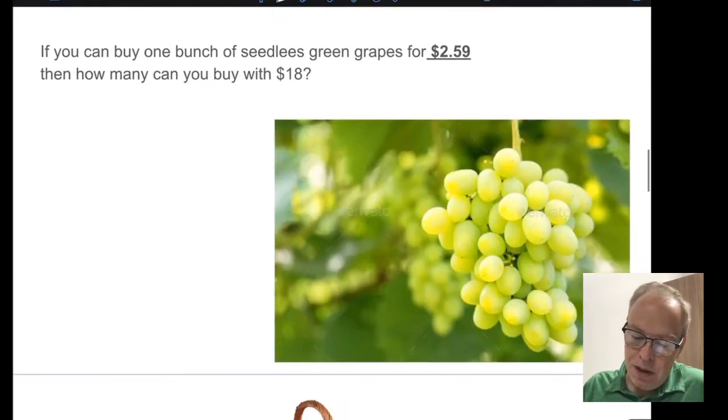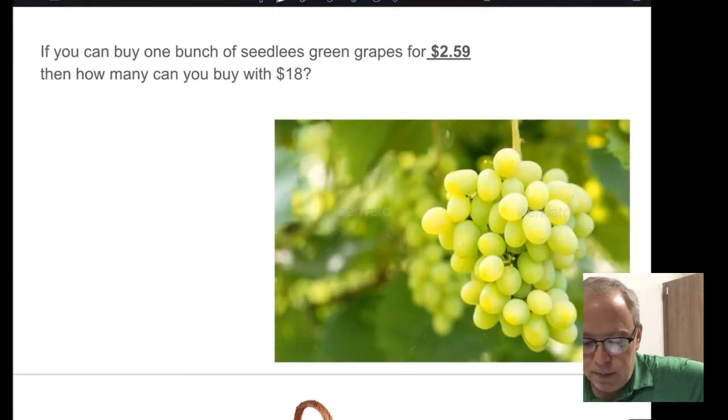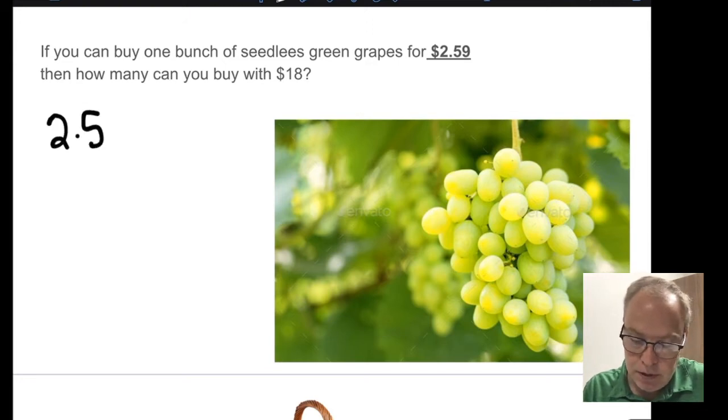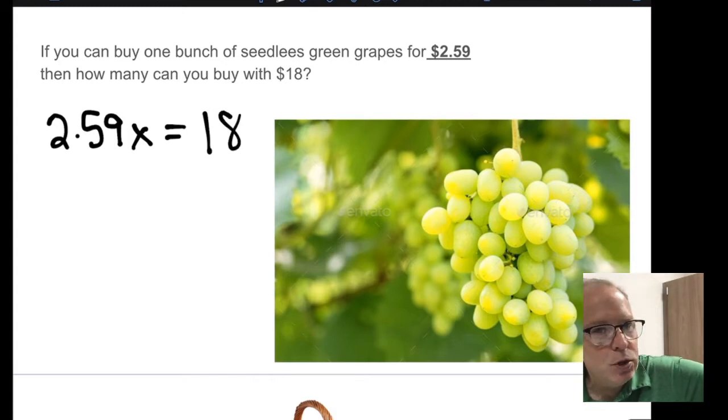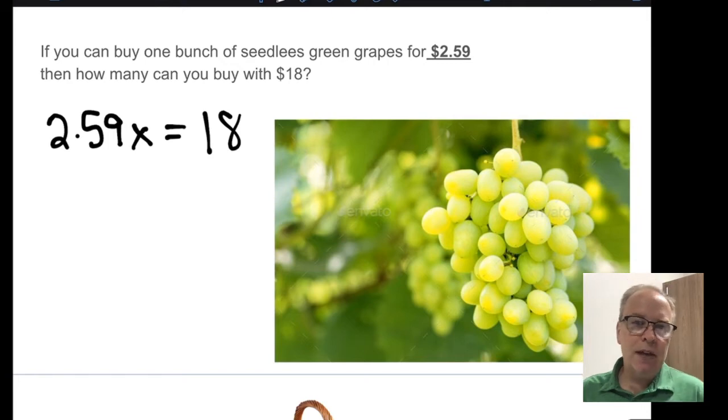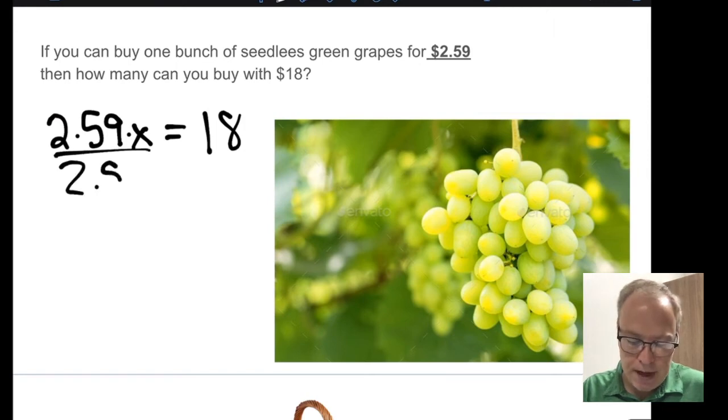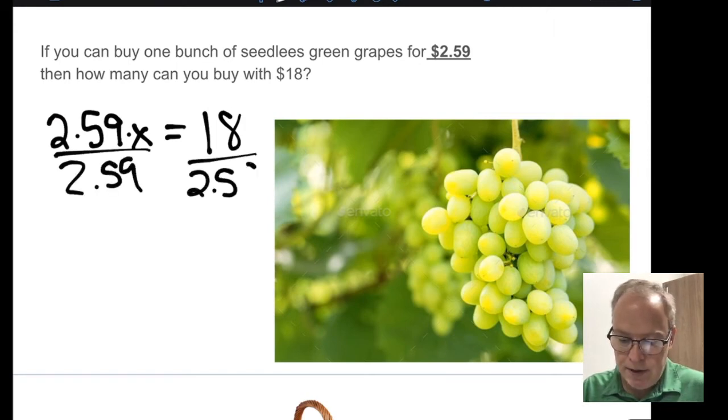Now, if you can buy one bunch of seedless grapes for $2.59, see, this is getting a little crazier, then how many can you buy with $18? So this gets a little bit, and I goofed there. I forgot to put my variable there. Hope you caught that. So 2.59x equals 18. So how do you undo the multiplication? Because after all, the 2.59 is attached to the x with multiplication. So how do we undo that? Well, with division. 18 divided by 2.59.